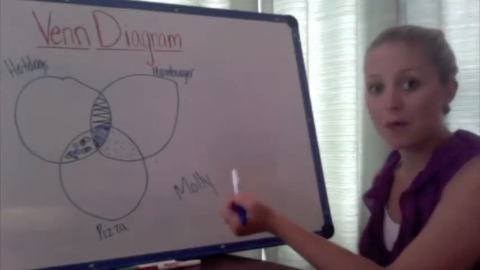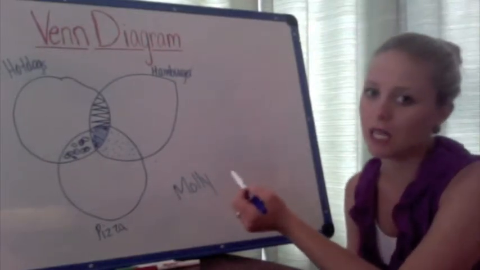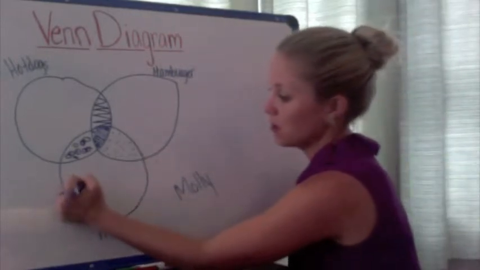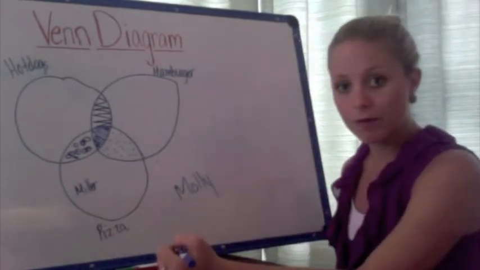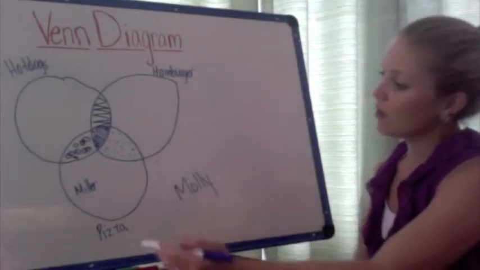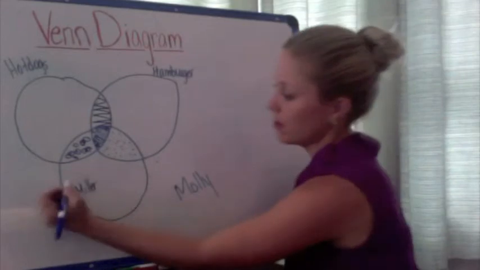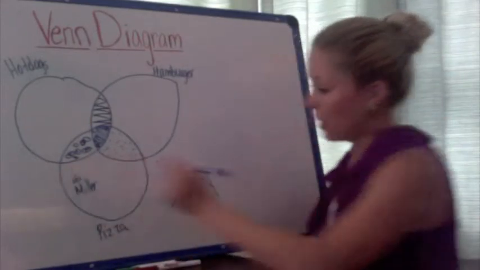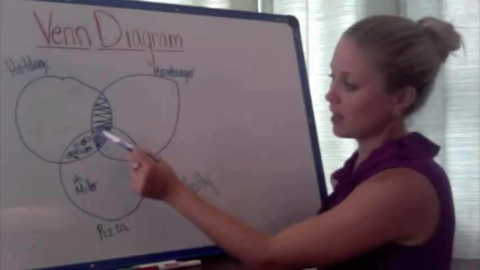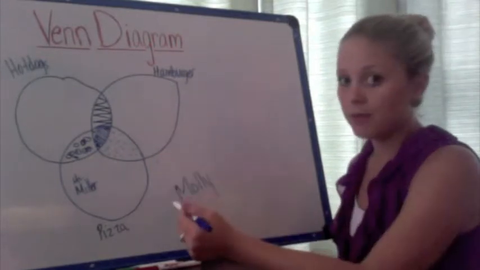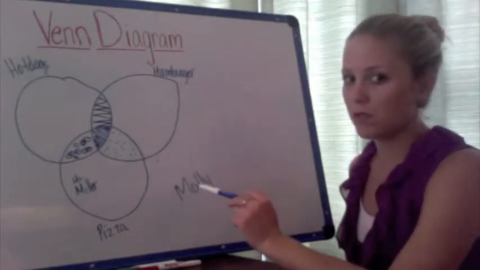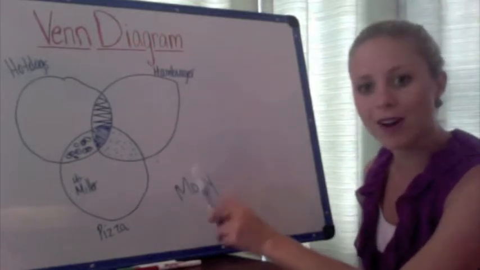But Miss Miller told me that she only eats pizza. So Miss Miller goes here. See? It's as easy as that. Now, Miss Miller is here. Molly, who doesn't like any of them, is here. I would be right there. Tom likes pizza and hamburgers. So think real quick. Where do you think Tom's name would go?